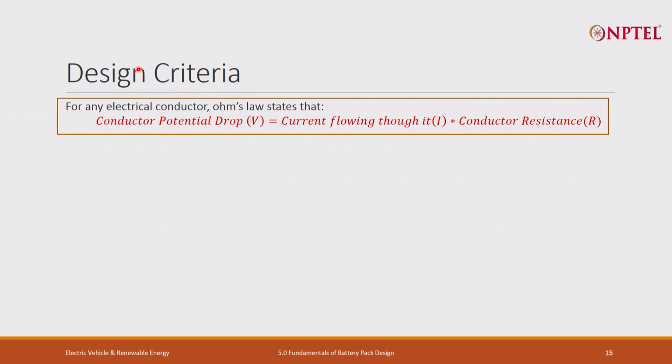The important aspect of that is, whatever heat generation by the conductor should always be less than the capacity of heat removal by natural convection mostly. So, for any electrical conductor, what Ohm's law says is the potential drop is nothing but I into R.